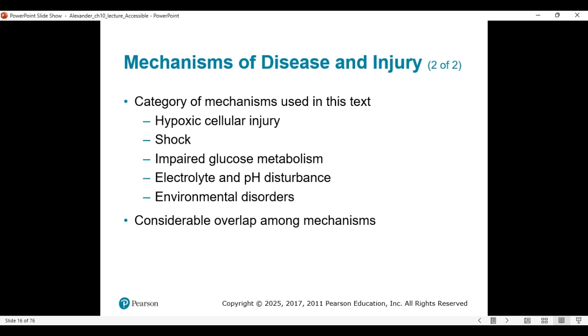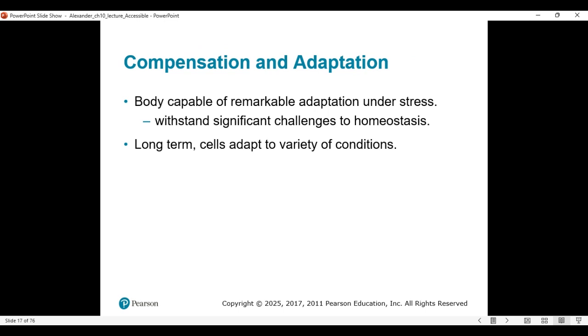We have different categories of mechanisms that they use in the book. The hypoxic cellular injury, shock, impaired glucose metabolism, electrolyte and pH disturbance, environmental disorders. And remember that they may have overlapping or multiple mechanisms, right? You could be hypoxic from shock, which could cause shock. You could have electrolyte imbalance. They can all overlap. Remember the body's capability of remarkable adaptation under stress. It can withstand significant challenges to homeostasis. However, long term, the cells will adapt to a variety of conditions.